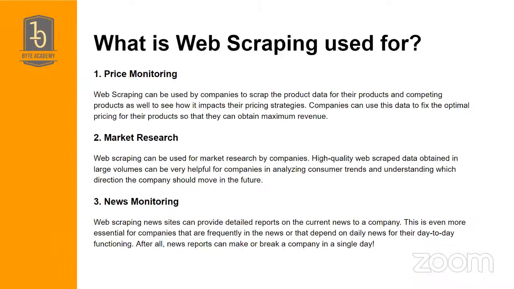So, okay, now we know what web scraping is, right? So, what are the real world scenarios where web scraping could be used? First of all, it can be used for price monitoring. Web scraping can be used by companies to scrape the product data for their products and competing products to see how it impacts their pricing strategies. Companies can use this data to fix the optimal pricing for their products so that they can obtain maximum revenue.